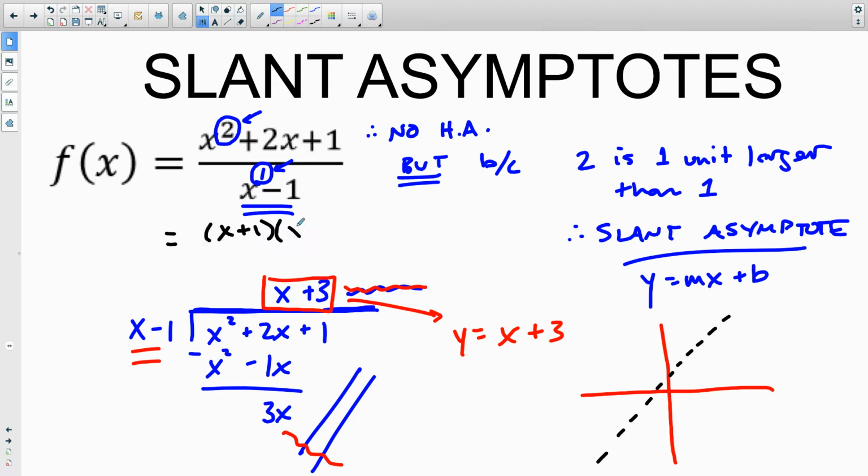And newsflash, if I factor the top, I get x plus 1 and x plus 1. On the bottom, I get x minus 1. Nothing cancels, so there's no hole. The x minus 1 that remains means there's a vertical asymptote at x equals 1. So I start to piece this whole thing together, and we can stop it there, but you get the idea that we can find these asymptotes: slant, vertical, and horizontal.